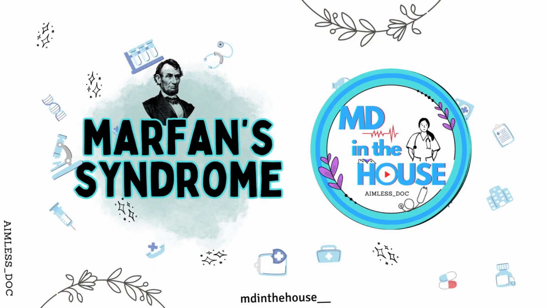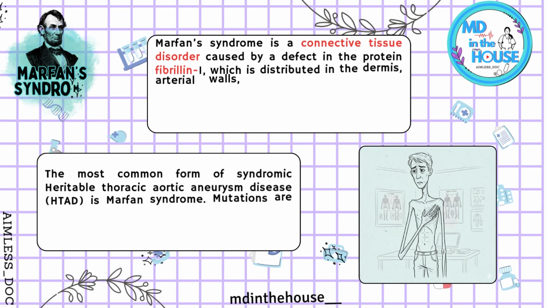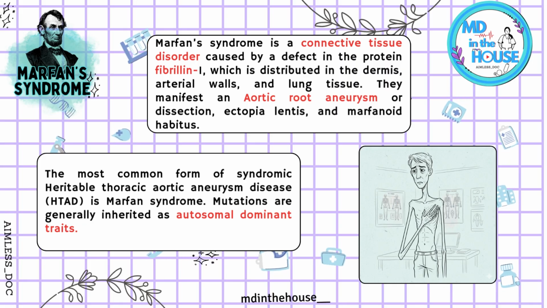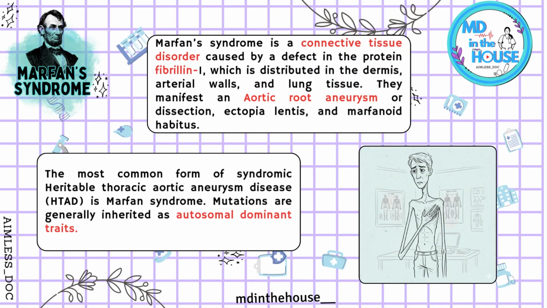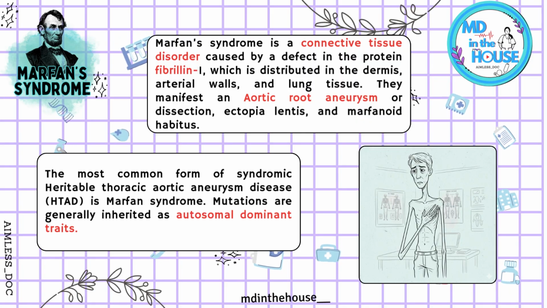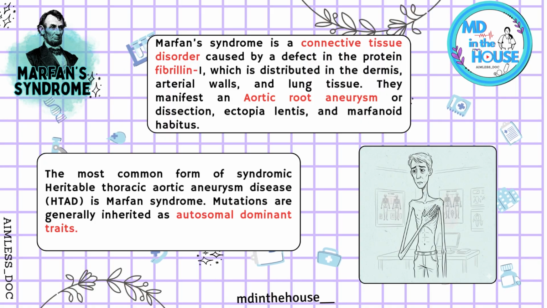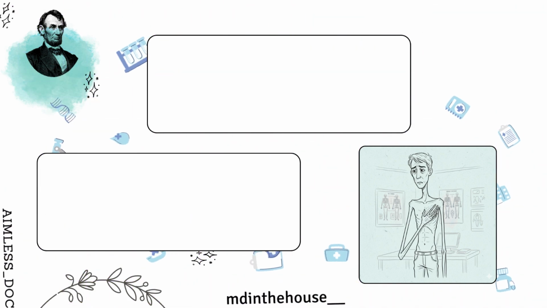Today, we're talking about Marfan's syndrome. Marfan's syndrome is a connective tissue disorder caused by a defect in the protein fibrillin 1, which is distributed in the dermis, arterial walls, and lung tissue. They manifest an aortic root aneurysm or dissection, ectopia lentis, and Marfanoid habitus. Mutations are generally inherited as autosomal dominant traits.